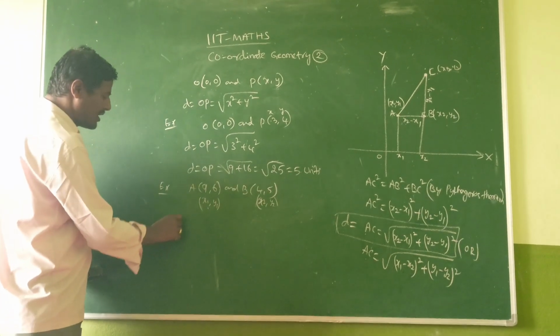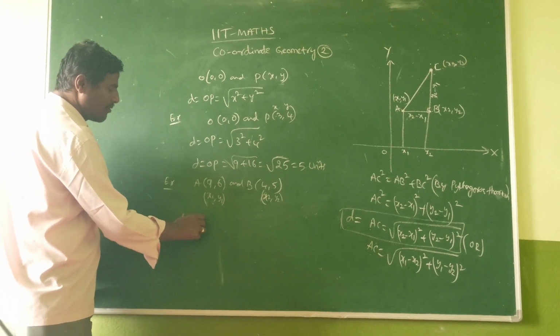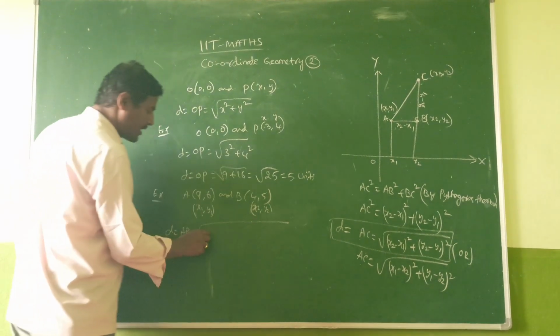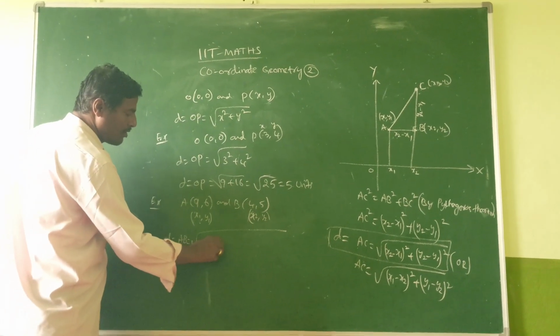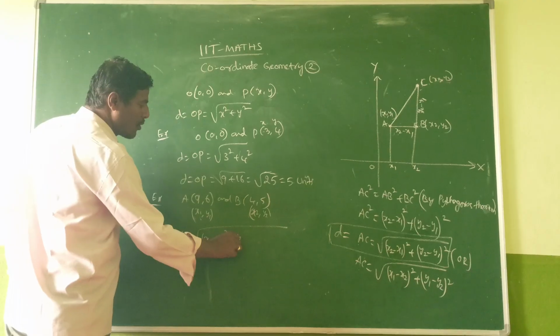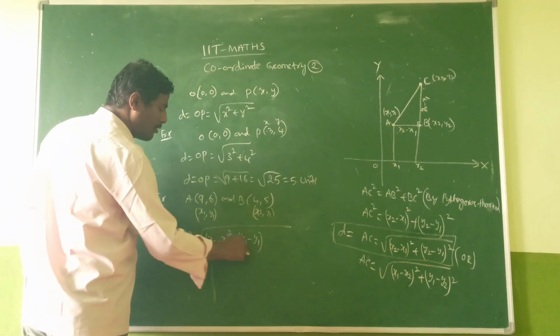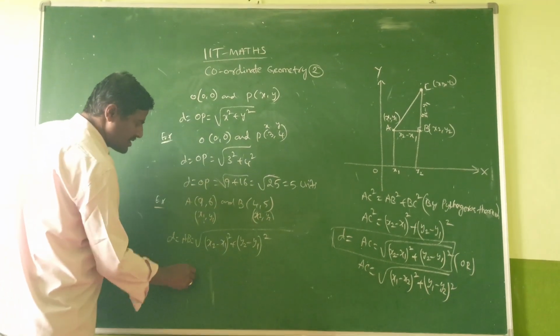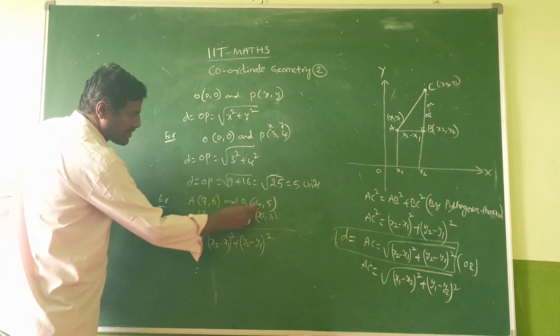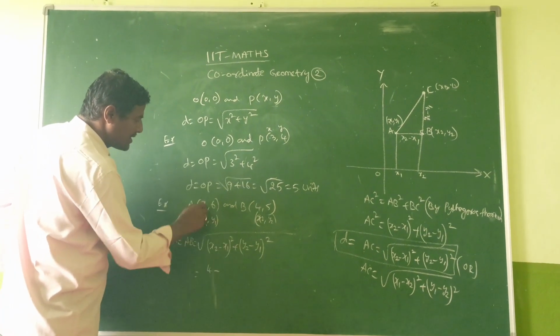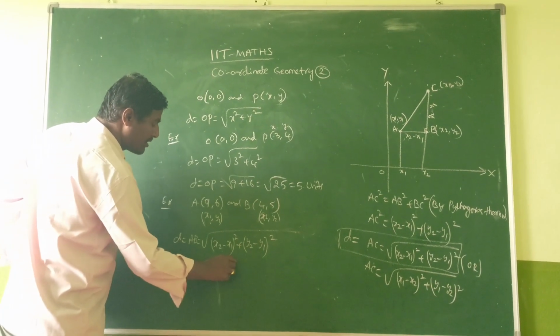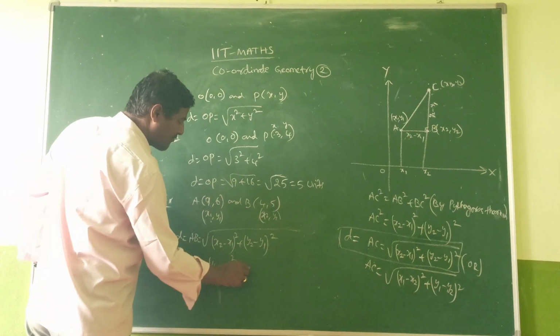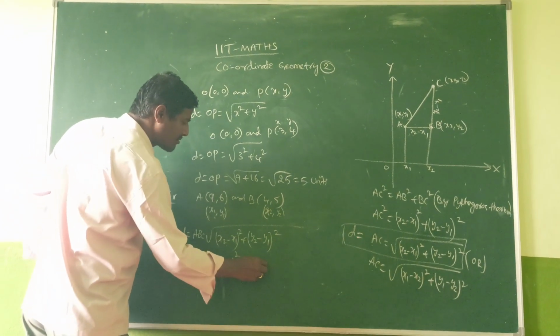Using this formula, d equals AB equals the square root of (x2 minus x1) whole square plus (y2 minus y1) whole square. Now substituting the values, we get x2 minus x1 equals 4 minus 9 whole square, and y2 minus y1 equals 5 minus 6 whole square.